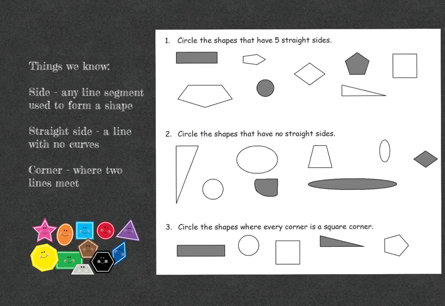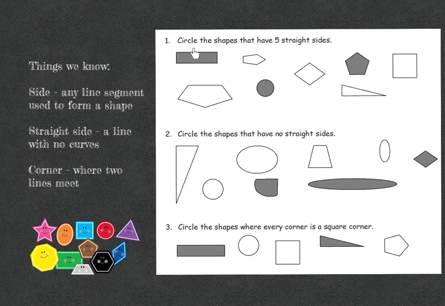Before getting started on our example, here are some things that we know that we should review. First, we have a side, which is any line segment used to form a shape. Then we have a straight side, which is a line with no curves. And last, we have a corner, where two lines meet. Using what we know, let's start our example.